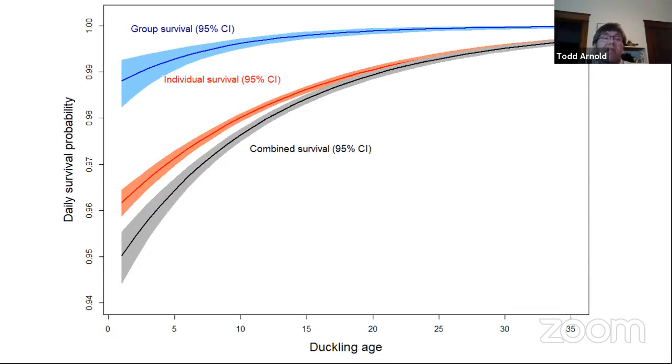And these are the estimates of daily survival probability. It increases with age. It increases with age for the entire brood up here in blue. Survival is much lower for individual ducklings within a brood. And combined survival is the product of those two survival probabilities. And we get reasonably precise estimates of survival using this model. And we can partition that survival into complete loss of the entire group or partial losses within a group.